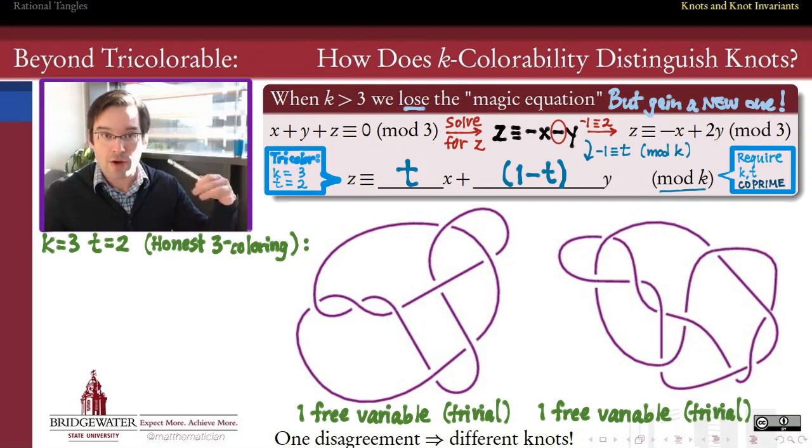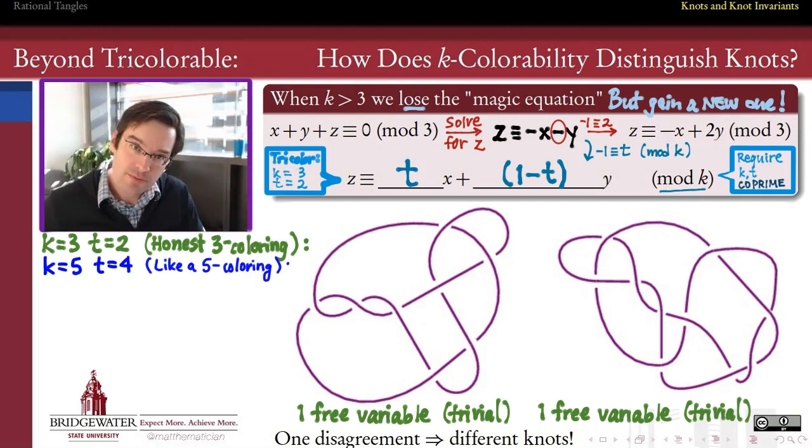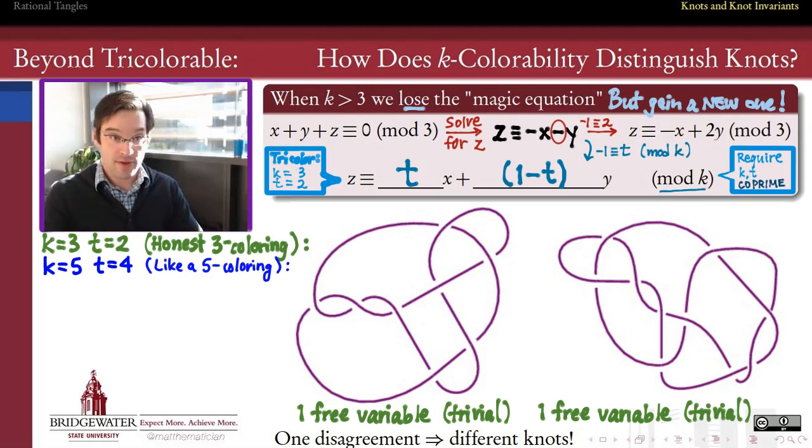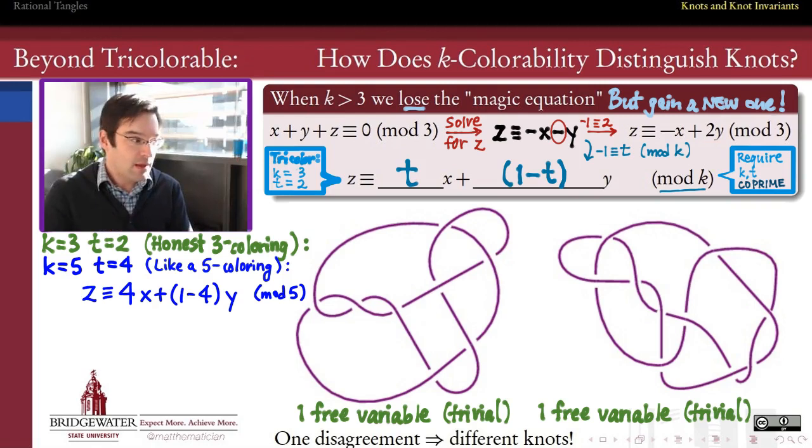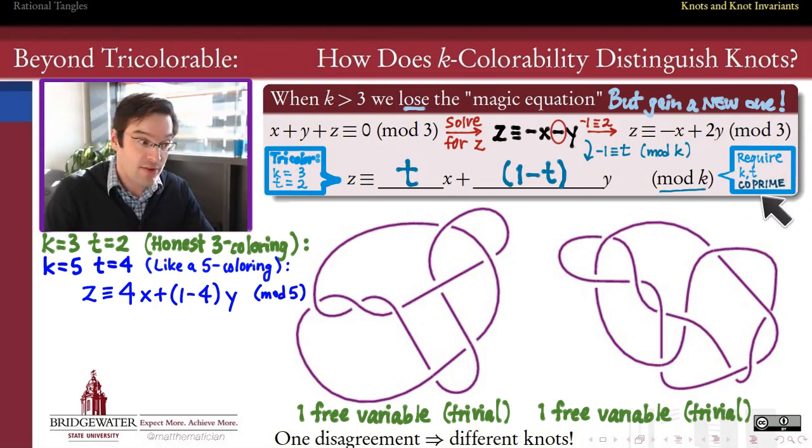So might some higher colorability be able to do it for us? Let's choose 5 colors instead of 3. So the question is, can we 5-color this pair of knot diagrams in essentially different ways from one another? If we can, then these two must represent different knots. So in our new magic equation, we choose k equals 5, and we can choose whatever we want for t, remember, as long as t has an inverse mod 5, so as long as t is co-prime to 5. So let's just pick out of a hat.